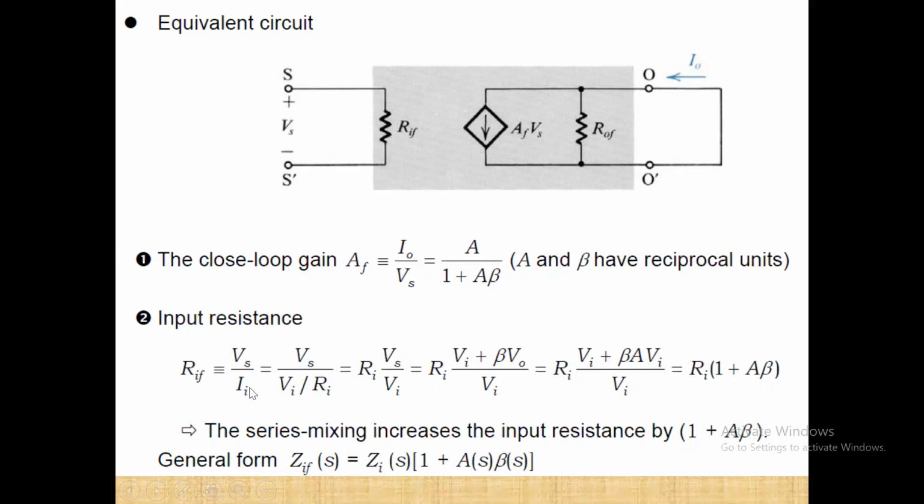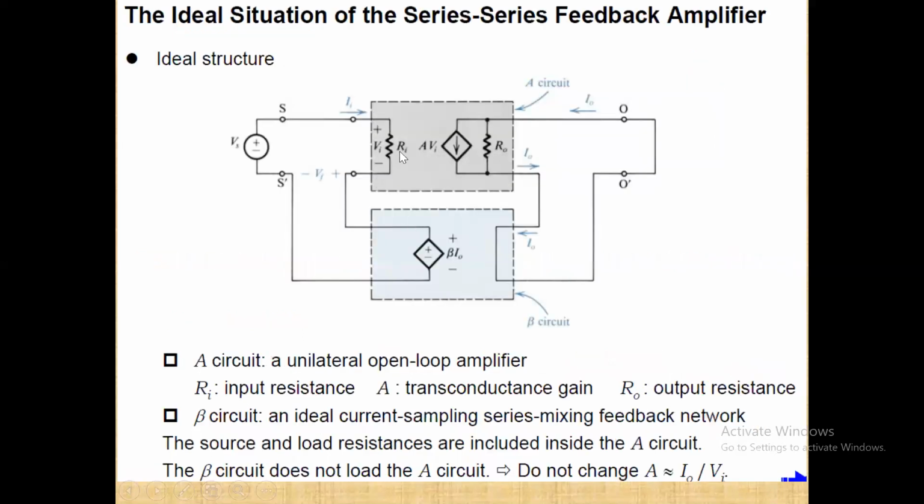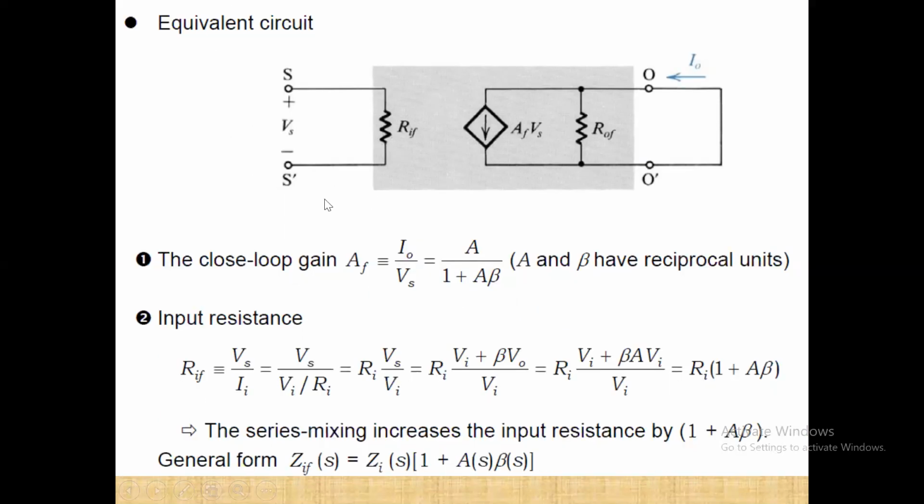And Ii, we know very well, is equal to Vi by Ri, the input voltage divided by the input resistance Ri from the earlier figure. So the value of Ii is equal to Vi by Ri. Vs again we can write, so this can be simplified and written as Ri multiplied by Vs by Vi.